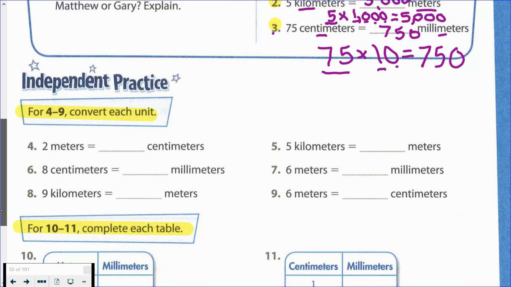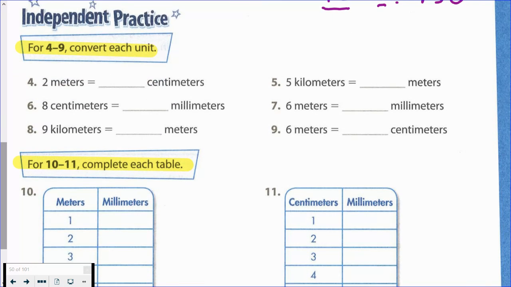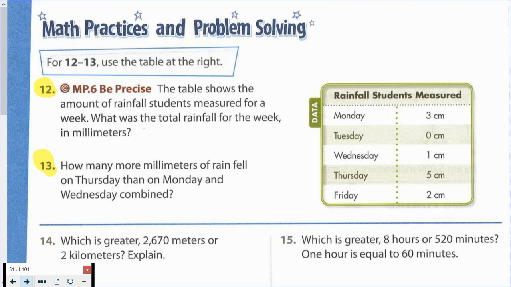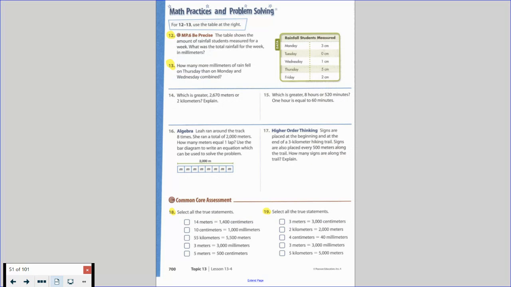So as you continue your practice today, we are going to ask you to complete numbers 4 through 9, numbers 10 and 11. On the back, numbers 12, 13, 18, and 19. Remember, use your conversions chart, use your scrap paper, use the zeros trick, and if you need help or if this is not making sense, please reach out to your teacher and let them know.